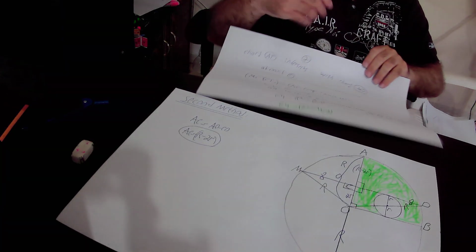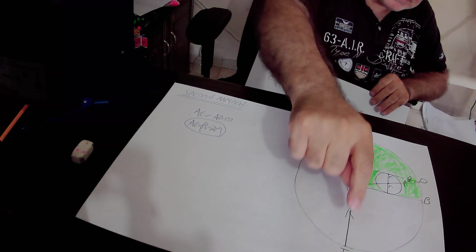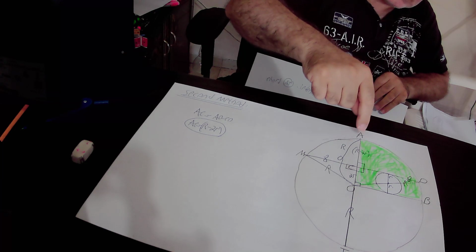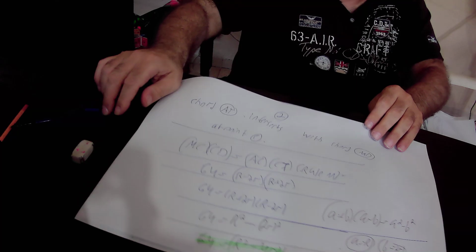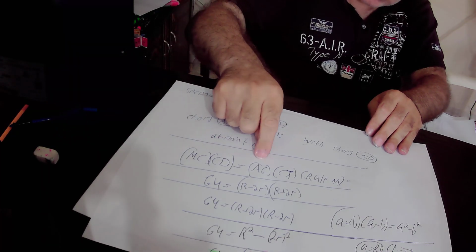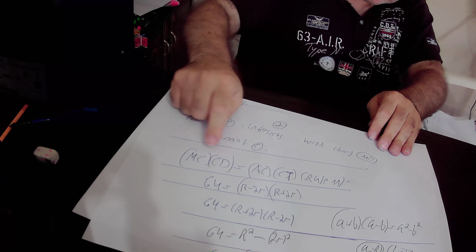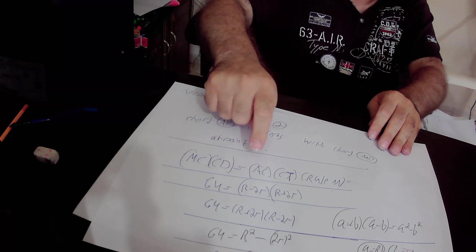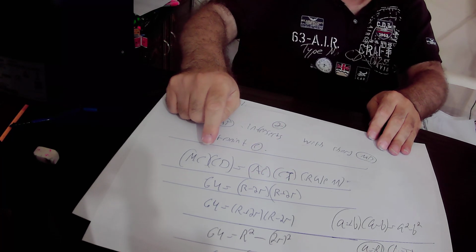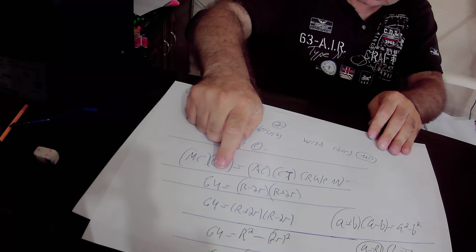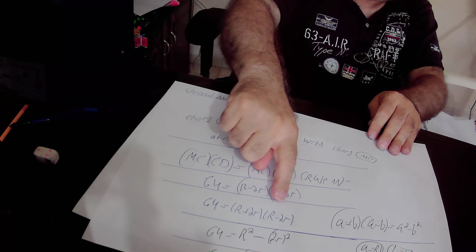Therefore, according to rule number 11, we get that MC times CD equals AC times CT. MC equals 8, CD equals 8, so MC times CD is 8 times 8, that is 64. AC equals capital R minus 2R, CT equals capital R plus 2R. Therefore, according to rule number 11, 64 equals capital R plus 2R times capital R minus 2R.